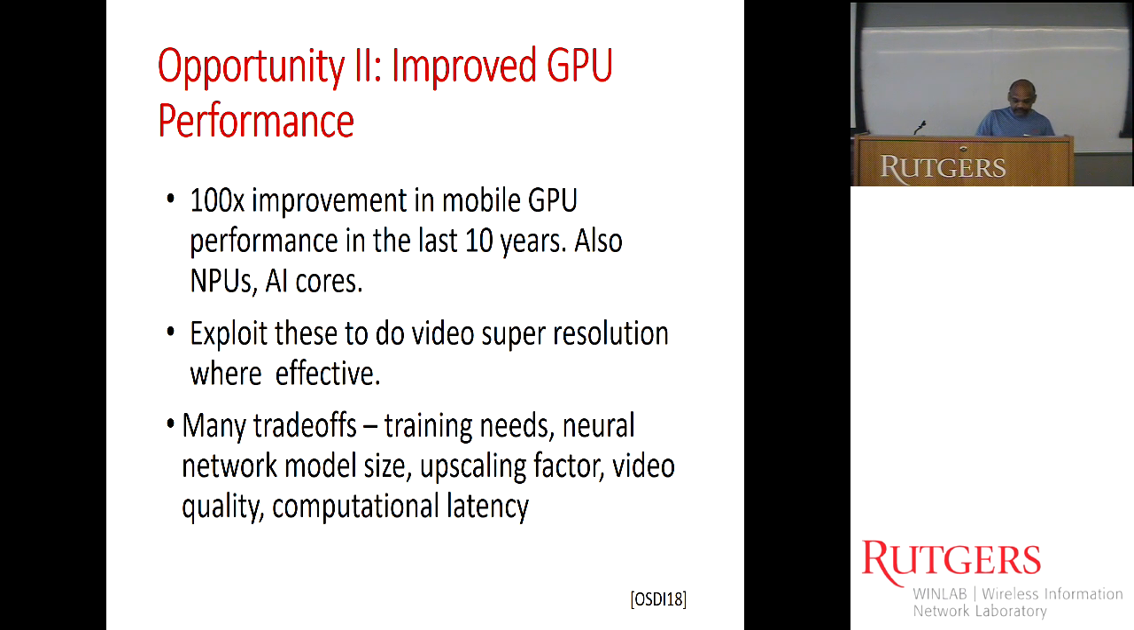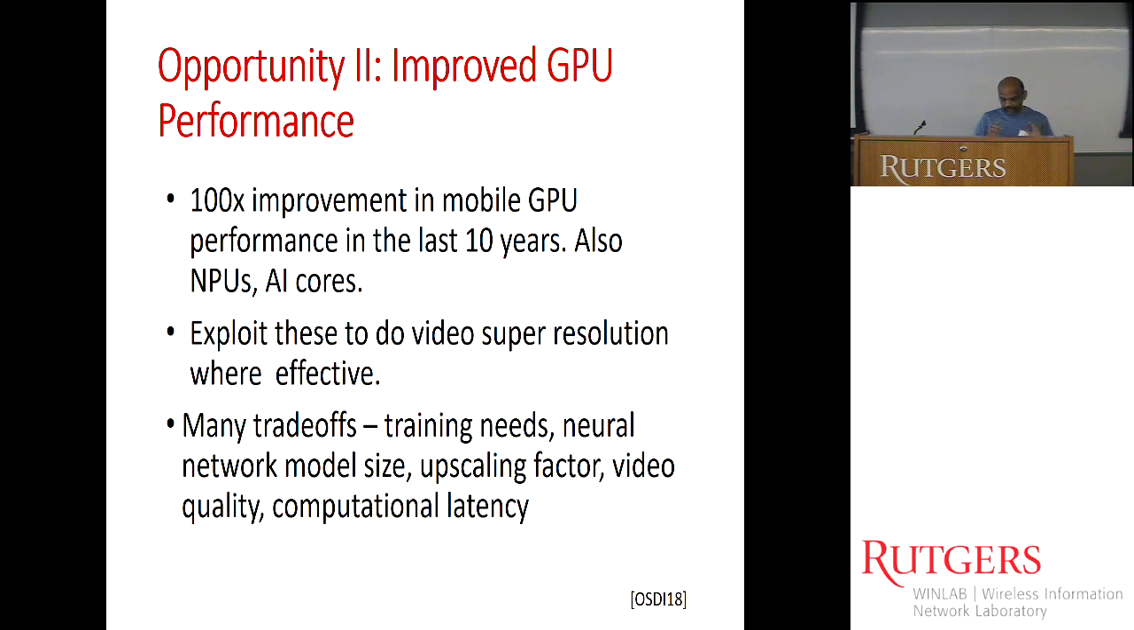There are obviously a lot of details I'm skipping here. That is not really the intent of this talk. You need to figure out how to do the training. You need to think of the neural network model size. If the model size is large, then it defeats the purpose, because you have to download the model instead of the actual video, and you'll be spending time downloading the model. How much you want to upscale the video, what quality is good for you. And also, at the end of the day, the important thing is the latency. Even if you have a fast GPU, you still need to spend some time to generate the image, and you have to do that in real time.